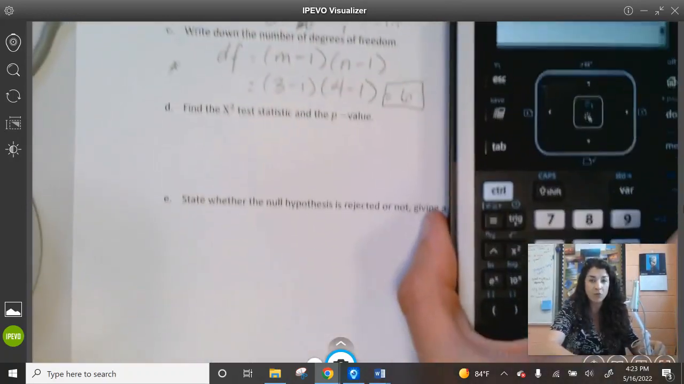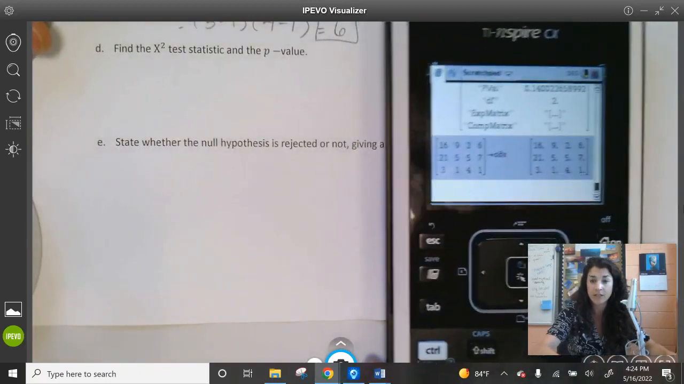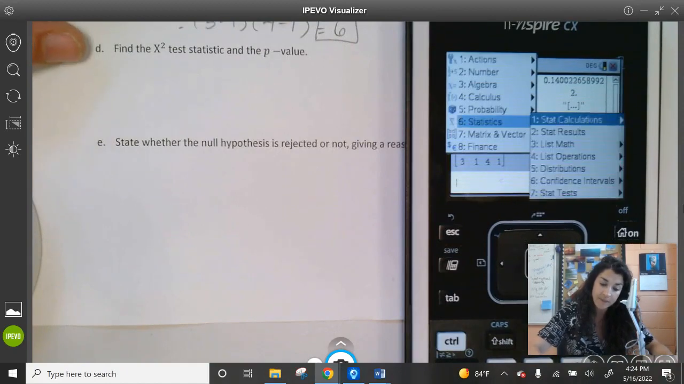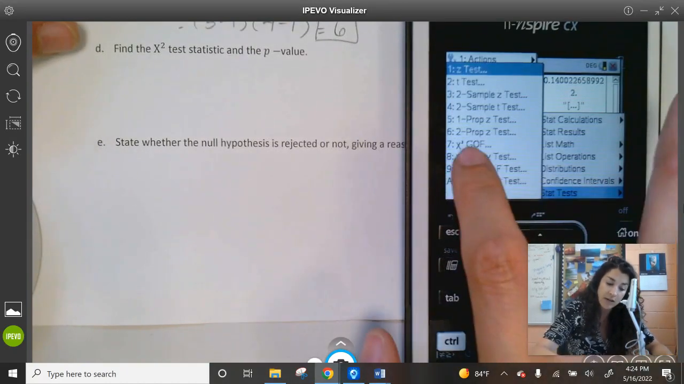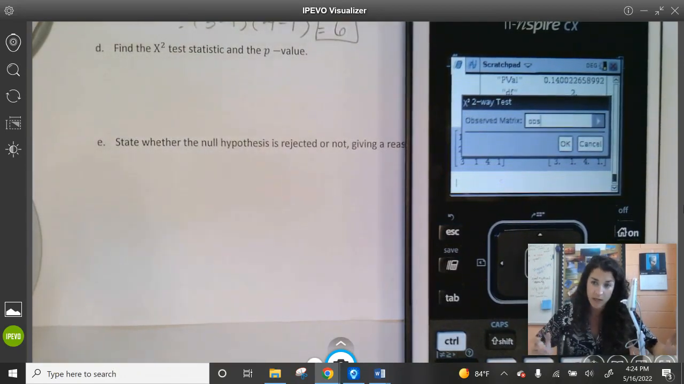So now I've created my matrix, I've stored my matrix. I now need to run the test, and I can reference my matrix in the running of the test. So I go back to menu, I go to statistics, I go to stat tests, and I'm doing my chi-squared two-way test. It's 6, 7, 8, which is nice. Observed matrix. This is where you put in your title that you gave that matrix. Since I titled it OBS, I just type in OBS. I'm literally just using the keypad down below, OBS. If you titled it A, you just have to put A. But this is why you have to name or label your matrix so you can reference it for this test.